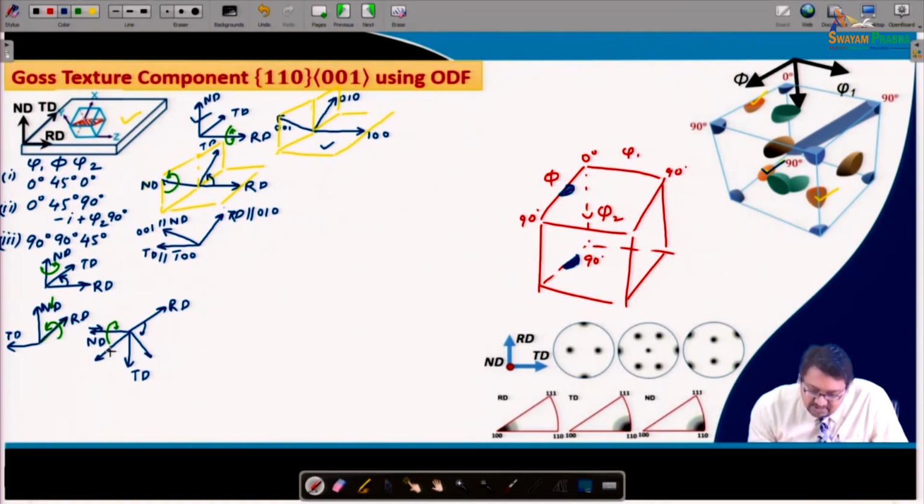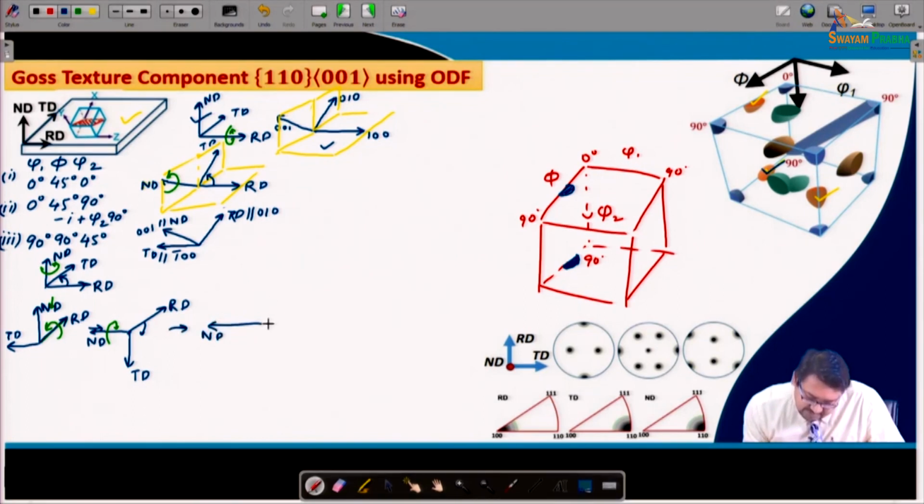So, instead of drawing it here, let me remove this slowly and let me draw it separately. So, ND remains the same and RD and TD are forming something like this, right, TD and RD, right.